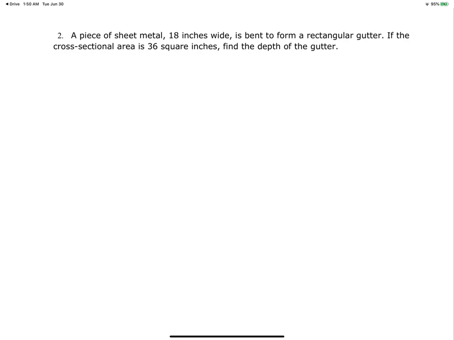Okay, a piece of sheet metal 18 inches wide is bent to form a rectangular gutter. If the cross-sectional area is 36 square inches, find the depth of the gutter. So we have a piece of sheet metal like this, right? We know that's 18.